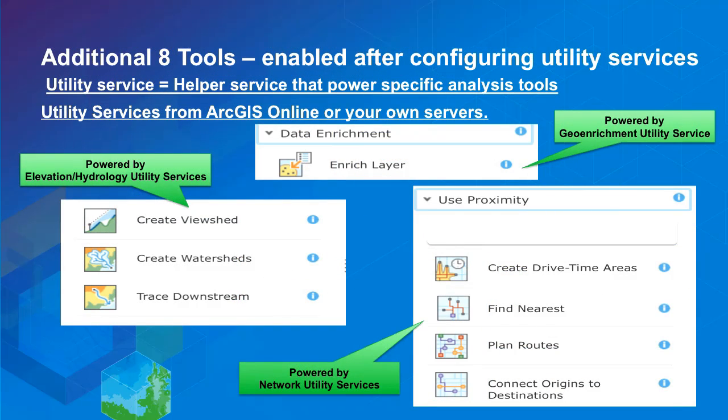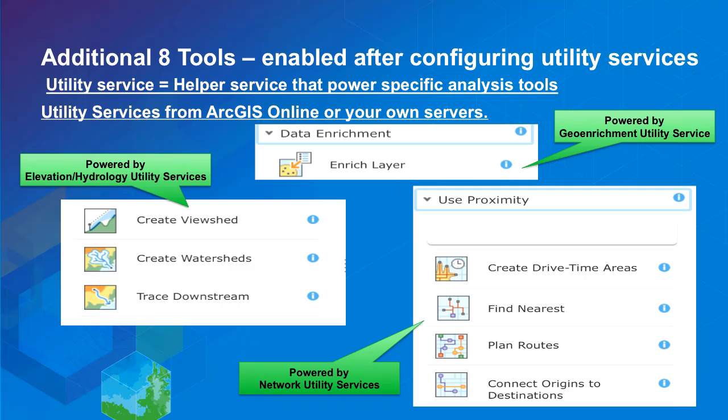There are additional 8 tools that are enabled after configuring utility services. Utility services are like helper services that power these analysis tools. And these utility services could come from either ArcGIS Online, or it could come from a server that you have in your organization itself. If you use ArcGIS Online, you have the option to configure hydrology, elevation, geo-enrichment, and network utility tools.